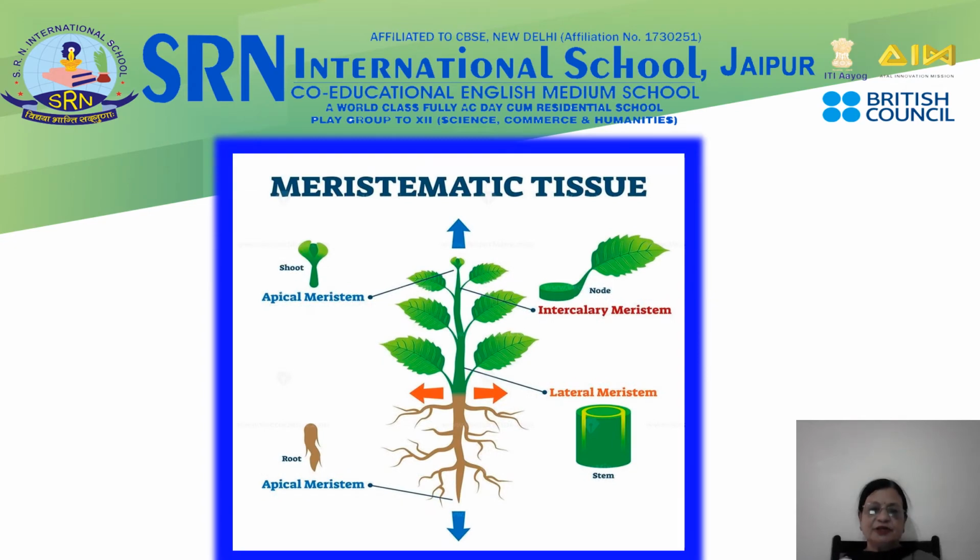Meristematic tissue. In meristematic tissue, the apical meristems are present at the tips of the shoot and the root, and they help in the growth of the plant. Intercalary meristems are present at the node of the leaf, and lateral meristems are present in the stem, which helps in the growth of the girth of the stem.